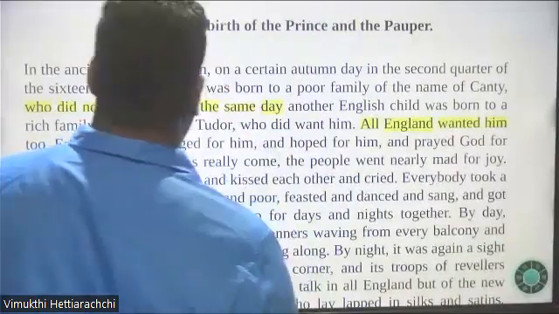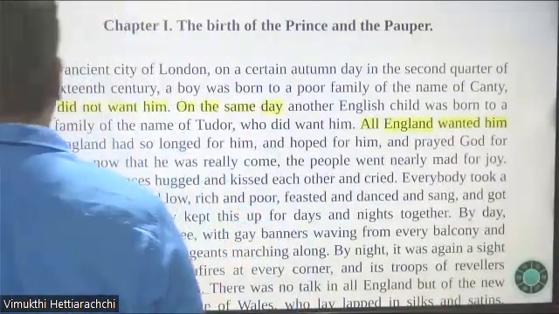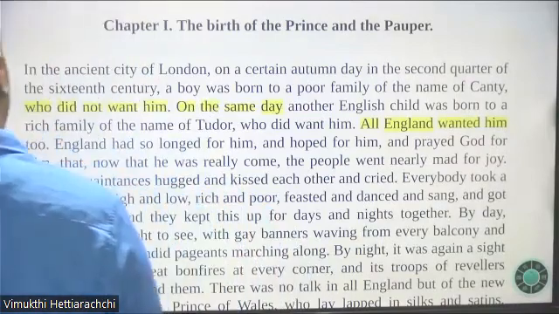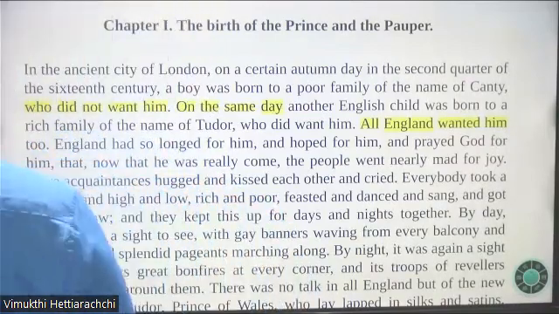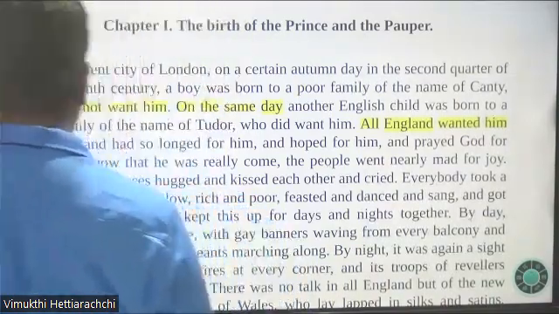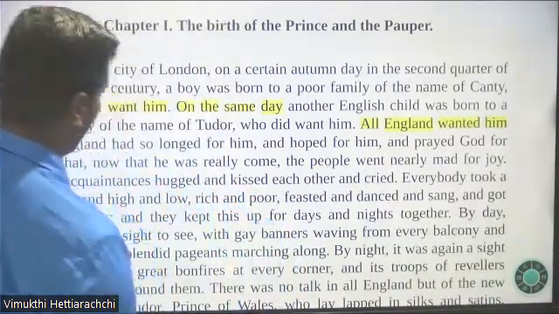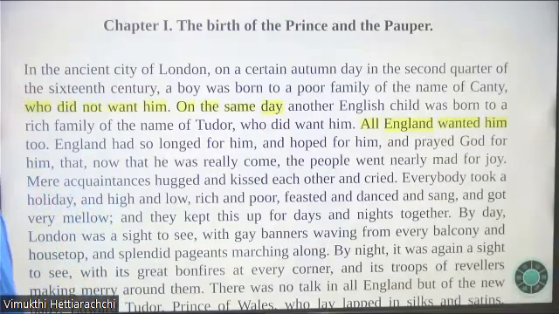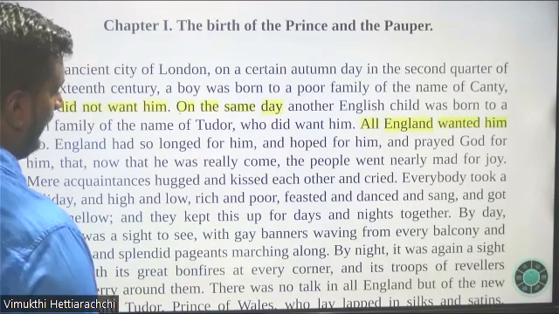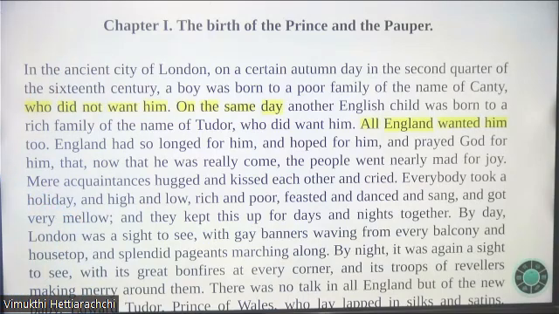Right? So England had so long hoped for him and prayed God for him, and now that he was really come, the people went nearly mad for joy. Mere acquaintances, we discussed that part. By night, it was again a sight to see, with its great bonfires at every corner and its troops of revelers making merry around them.